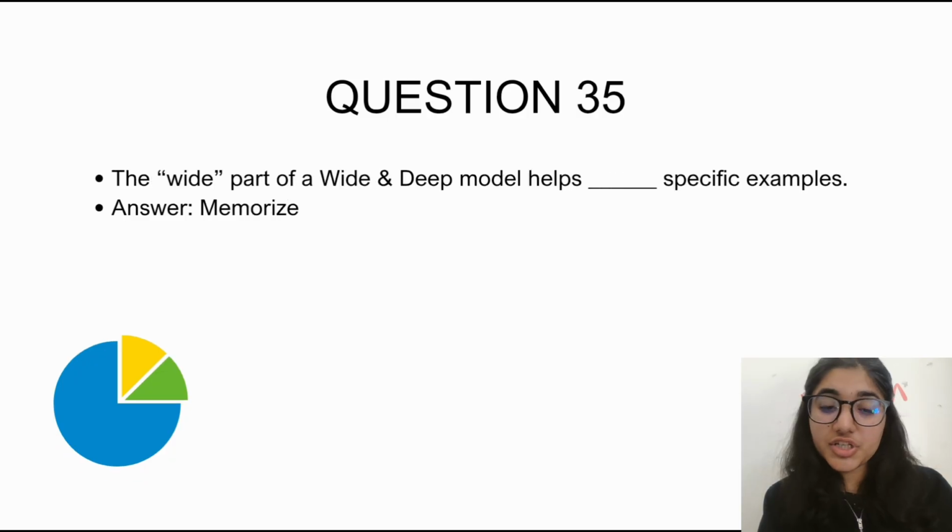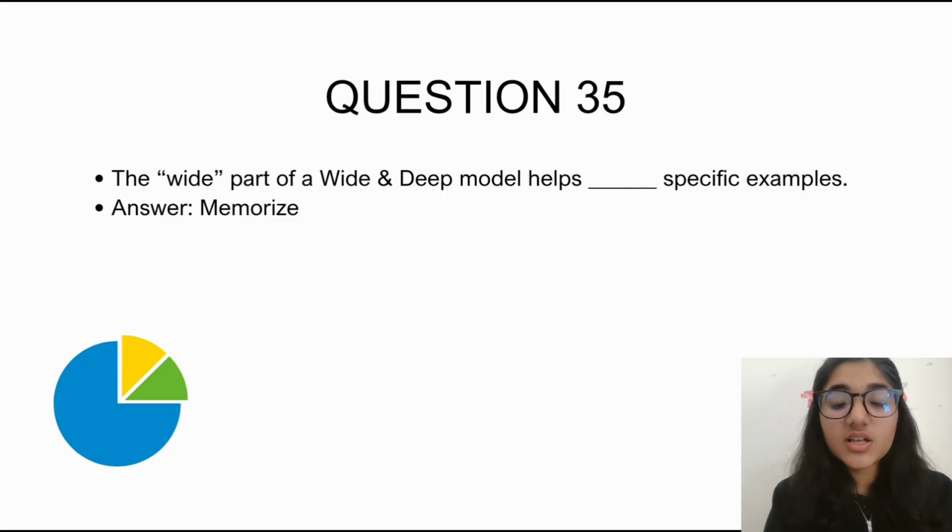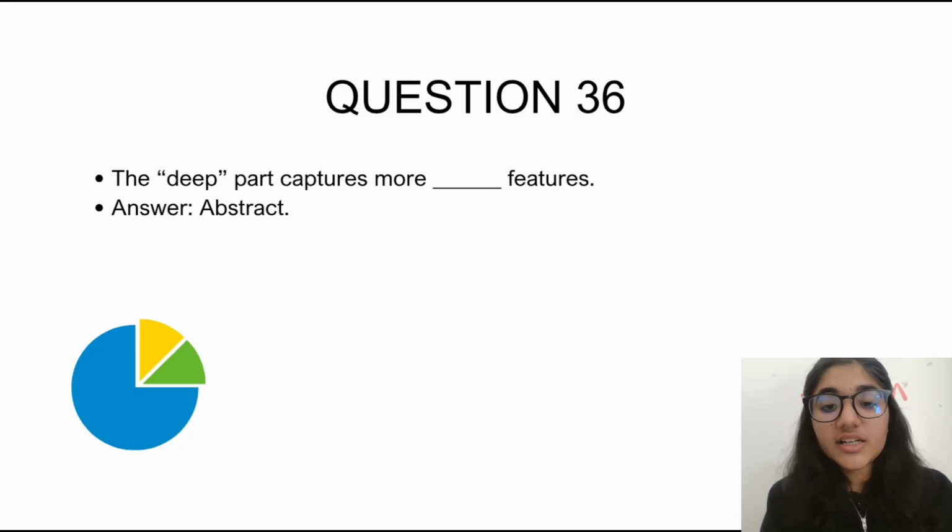Then the 35th question is, the wide part of a wide and deep model helps dash specific examples. So the answer is memorize. The 36th question is, the deep part captures more which features? So the answer is abstract features.